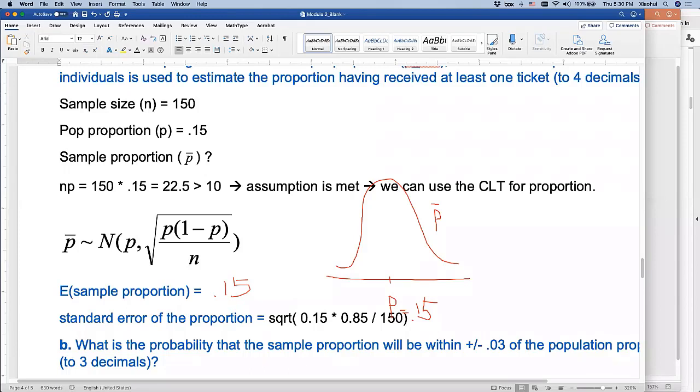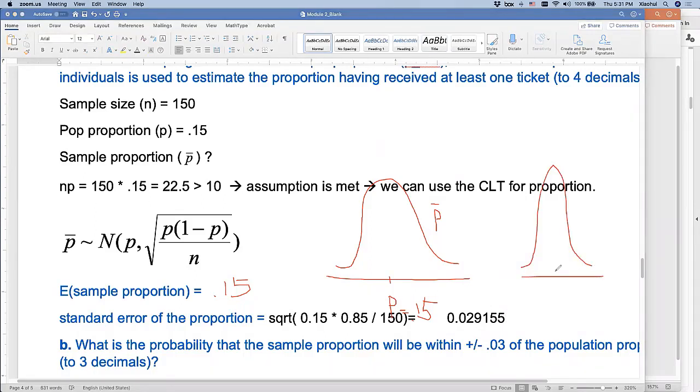Very, very important, bring a calculator with you. If you do that, you're gonna get 0.029155. Fairly small. That means the spread is small. Are you surprised the spread is small? This is a difficult question. Are you surprised to see the standard error of the proportion is so small? Why is it so small? Anybody wants to give it a try?